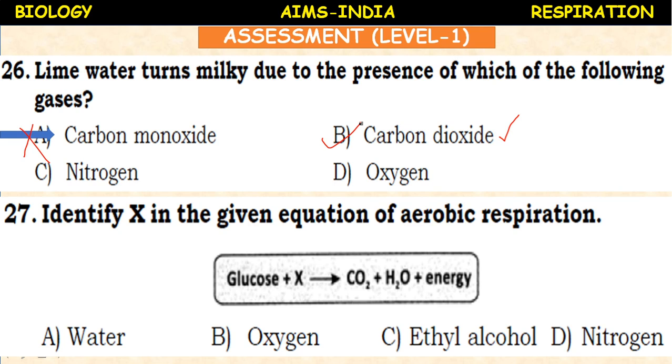Identify X in the given equation of aerobic respiration. Glucose plus X gives rise to CO2 plus H2O plus energy. Here X represents which? Water, oxygen, ethanol or nitrogen. It is oxygen, B.